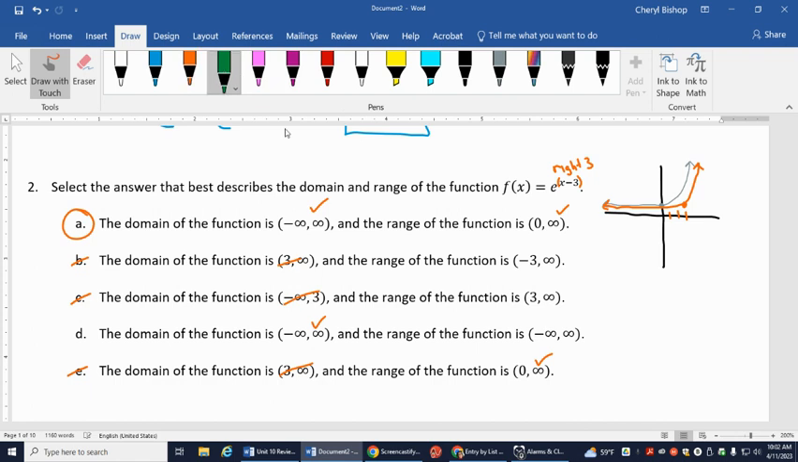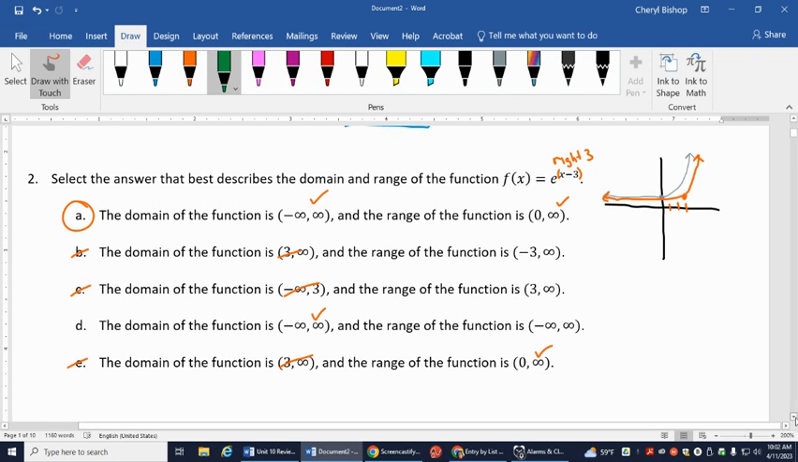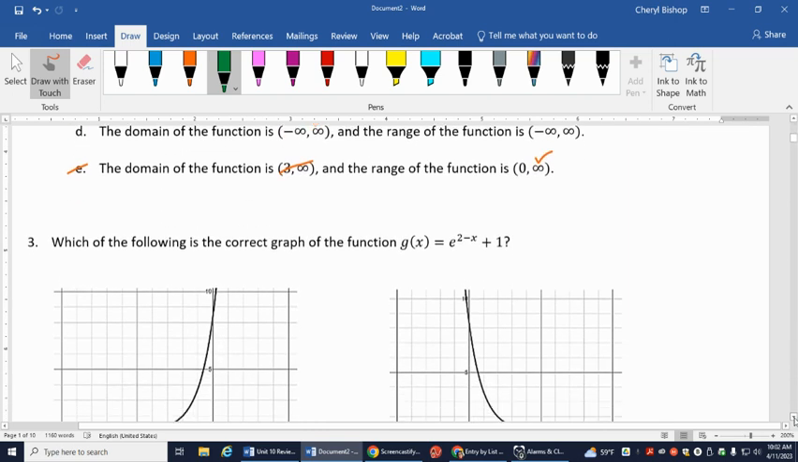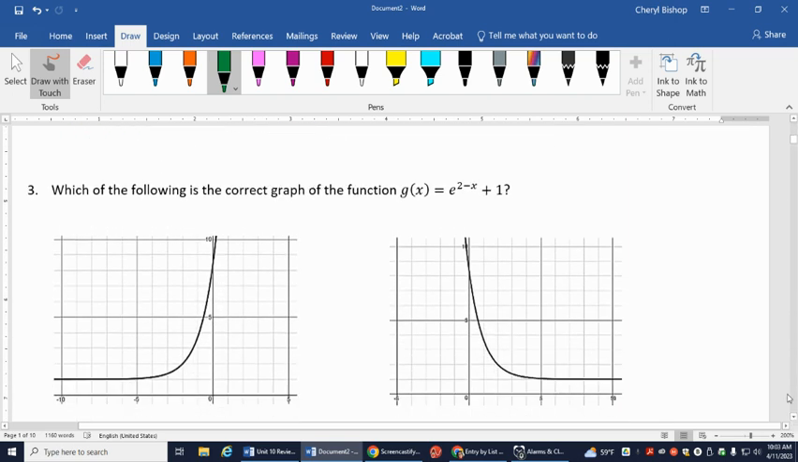Questions on 2? All right, let's go look at 3. 3 is another transformation one. This one's a little bit more complicated.